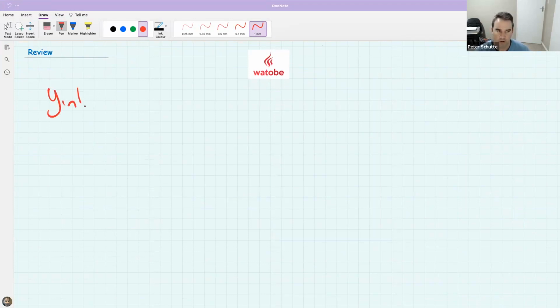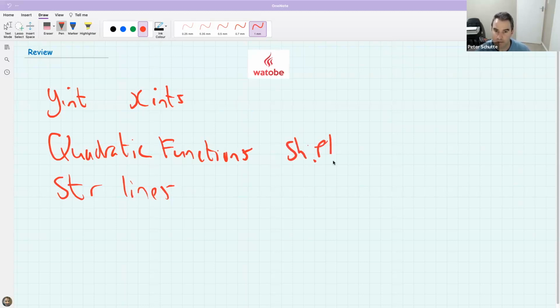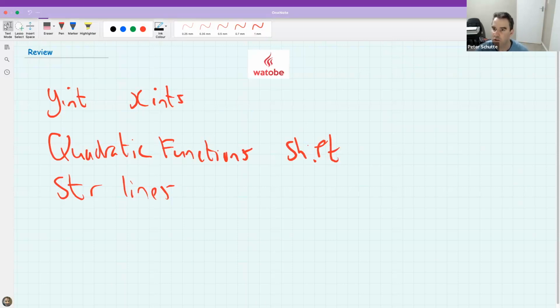I know we spoke a little bit about y-intercepts, and Kat has said we also found x-intercepts. We spoke about quadratic functions. And we spoke about what they kind of looked like a little bit. We also spoke about straight lines. Oh, we spoke about shifting parabolas. That's right. And Bongani, what do you remember?